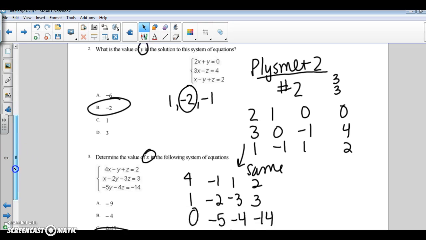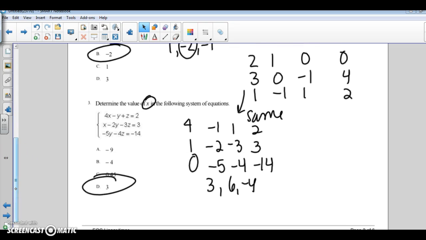Number 3 that was on this was the same question, basically, just different numbers. Again, PolySmlt. This time you're looking for x. Type it in, and you get 3, 6, and -4, and the answer would be 3.